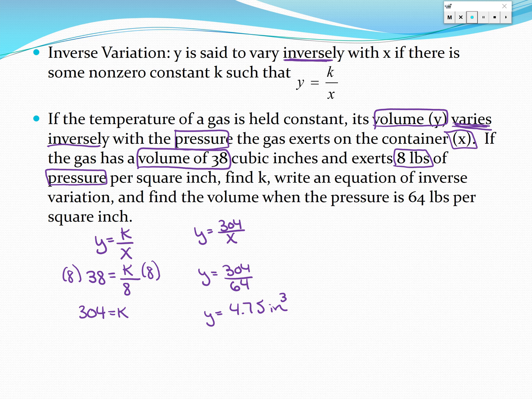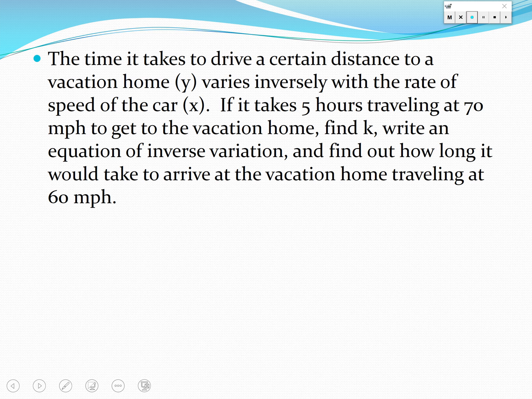Let's try one more with our inverse variation. The time it takes to drive a certain distance to a vacation home, y, varies inversely with the rate of speed of the car, x. If it takes 5 hours traveling at 70 miles per hour to get to the vacation home, find k, write an equation of inverse variation, and find out how long it would take to arrive at the vacation home traveling at 60 miles an hour.